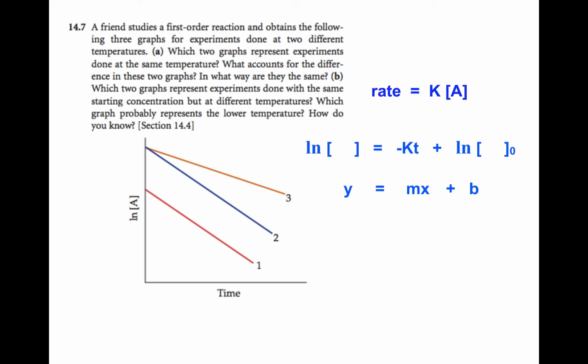B. Which 2 graphs represent the experiments done with the same starting concentration but at different temperatures? That's going to be 2 and 3. You're starting at the same concentration, but 3 has a shallower slope, so this must be being done at a lower temperature, whereas 2 has a steeper slope, so it's being done at a higher temperature. Which of these graphs represents the lower temperature? Number 3, the shallower slope. Shallower slope, smaller rate constant, slower reaction.